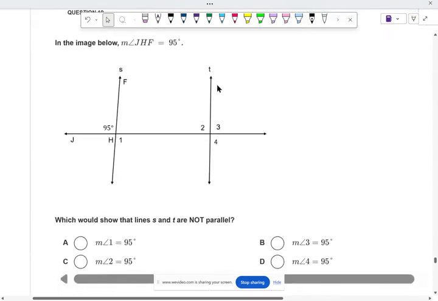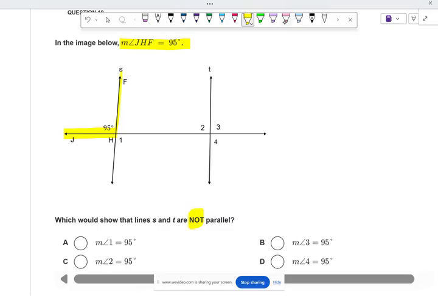All right, question number 20. In the image below, the measure of angle JHF is 95, which would show that lines S and T are not parallel. All right, so y'all, I'm just going to use my colors once again because I want to kind of go backwards. I want to make lines parallel and then see which one of these did not do that. All right, so I know that all of my pink angles in this diagram would be 95 if the lines are parallel.